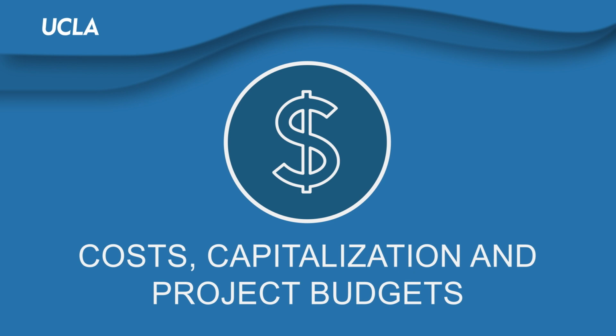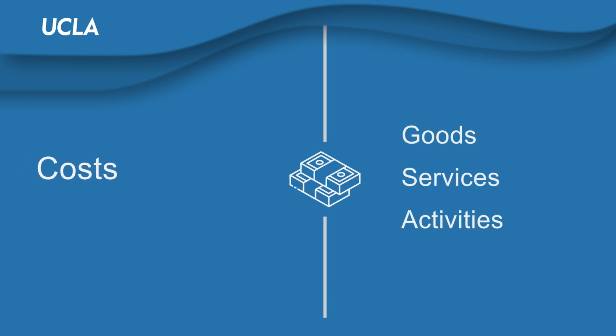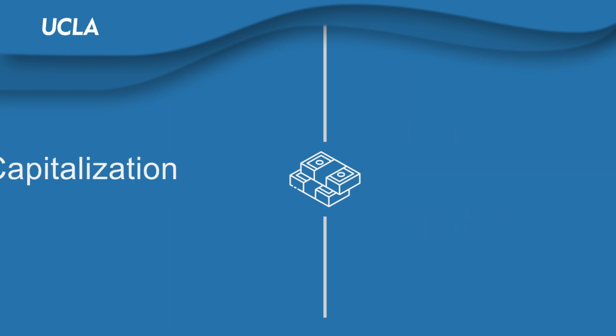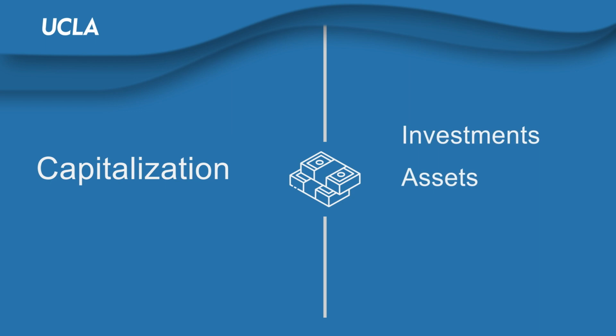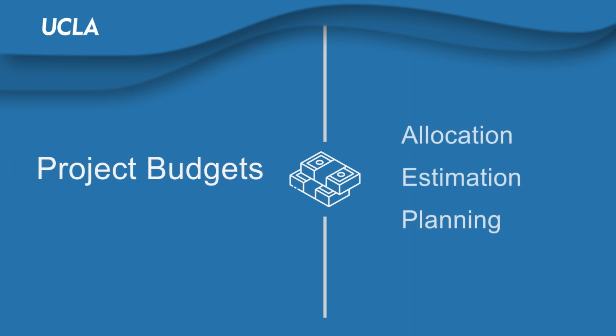Costs, capitalization, and project budgets will need to undergo various activities to ensure data accuracy, consistency, and reliability. Let us summarize each. Costs represent monetary values or expenses incurred with goods, services, or activities in an organization. Capitalization refers to the process of treating certain expenses as investments or assets rather than immediate costs. Project budgets represent the planned financial allocation or estimation of costs for a specific project or initiative.